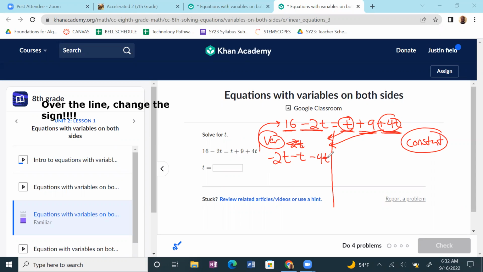Okay, so now let me move our constant term, 16. That's got to go over that way, and that's it. So that's going to be negative 16. Thought I'd change the color there for you. Bring down the 9. Okay, now we're going to combine our like terms.